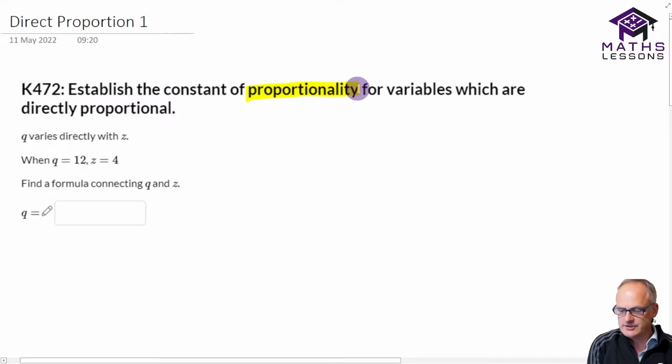Now the key word is proportion, okay? And the word is directly proportional. If you see the words directly proportional, what we've got here is Q varies directly with Z. So we're going to have either the words varies directly or directly proportional, and we're going to try and work out what that means. That means that Q is proportional to Z. This symbol means directly proportional to.